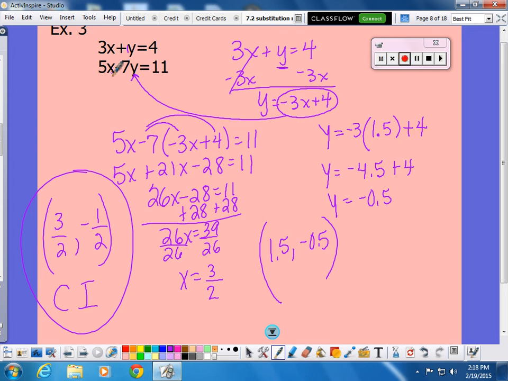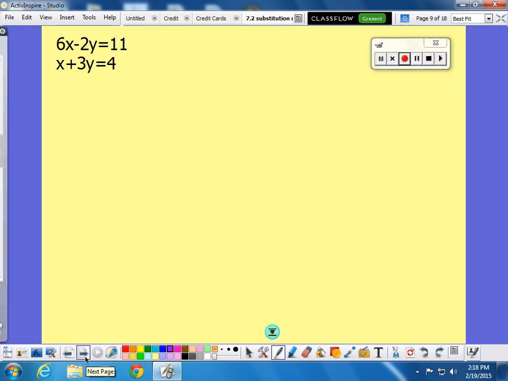We could have isolated this x, and hey, we had a lot of fractions in there, but it still would have worked. Alright, what do you say would be the easiest to solve for here? x or y in the first equation or the second equation? Second equation. Second. Yeah, because it's a 1x, right?